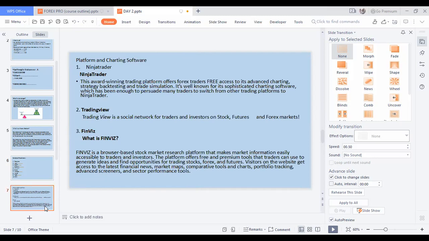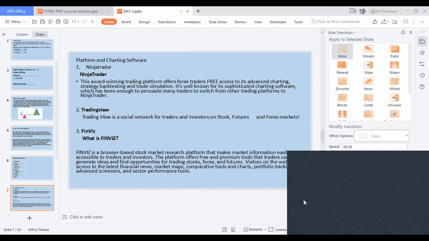Next, the platform and charting software. The one I use actually is TradingView. I will talk about TradingView in my advanced class. For instance, I will have my advanced class coming up from this Monday, 18th of October, and it will end 1st of November.